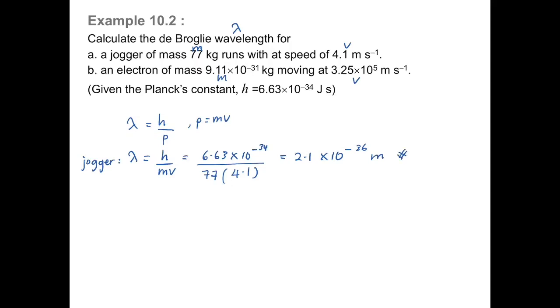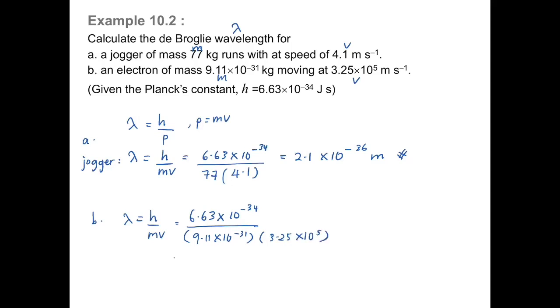And then for B, we want to find the de Broglie wavelength for the electron. So we just use the same formula, but we will substitute the mass and speed of the electron in the formula. h is the Planck's constant, and then we divide it by 9.11 times 10 to the power of negative 31 times the speed, which is 3.25 times 10 to the power of 5. And then we will get the de Broglie wavelength for an electron, which is 2.24 times 10 to the power of negative 9 meter.